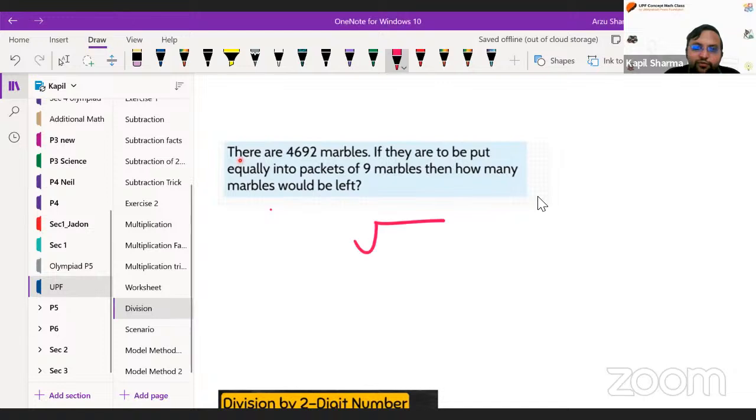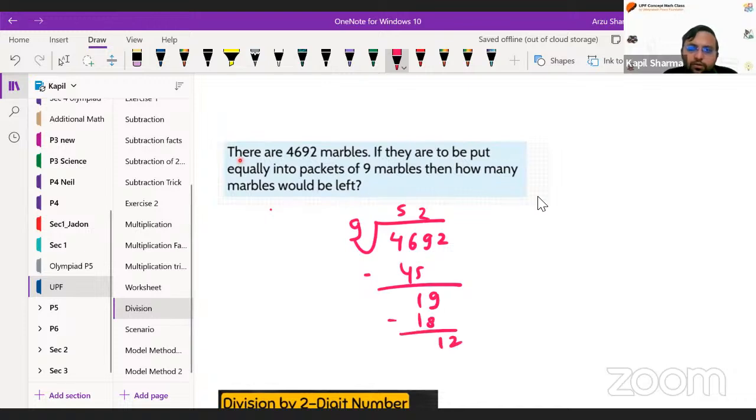So, essentially, we need to first divide 4,692 by 9. Okay, Swastik. So, when we do that, quotient is 521, remainder is 3. But the question is how many marbles would be left? So there are 3 marbles. Okay? The answer is 3.